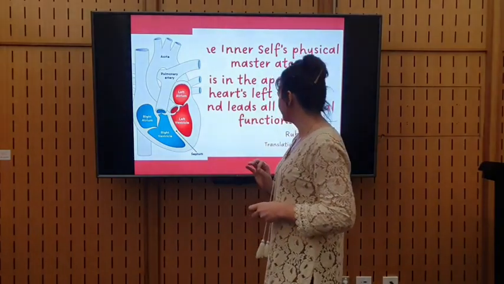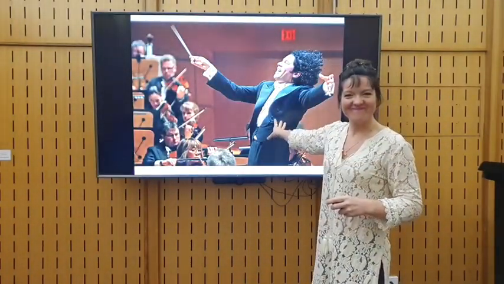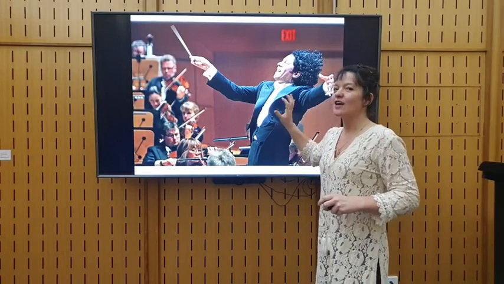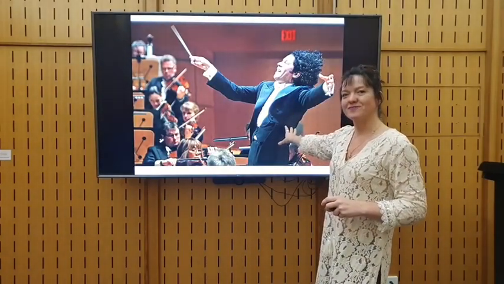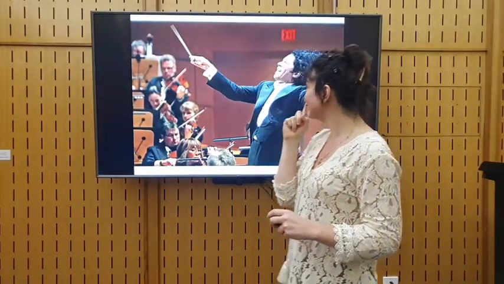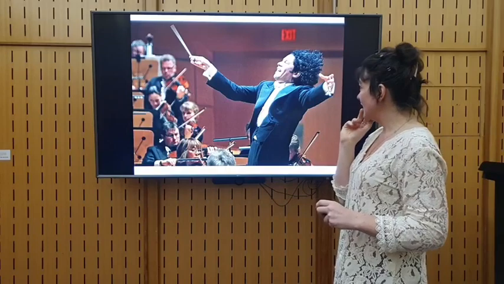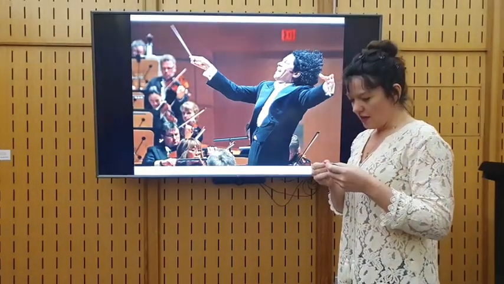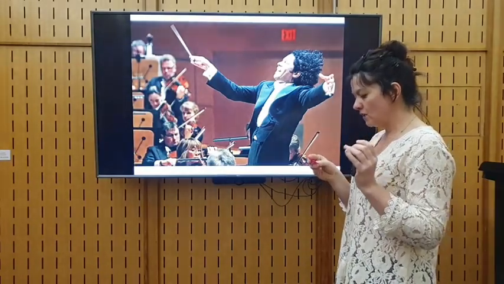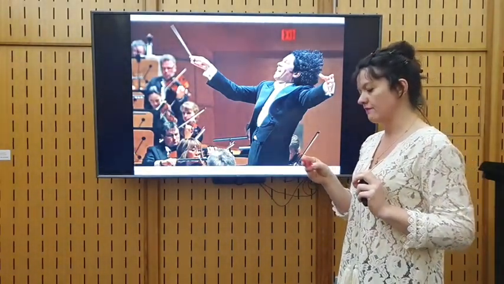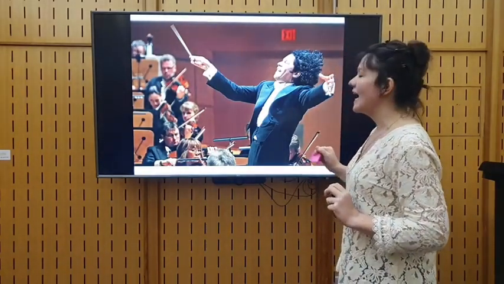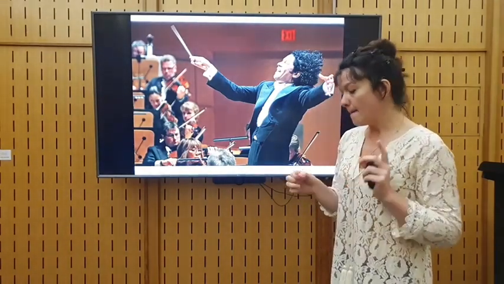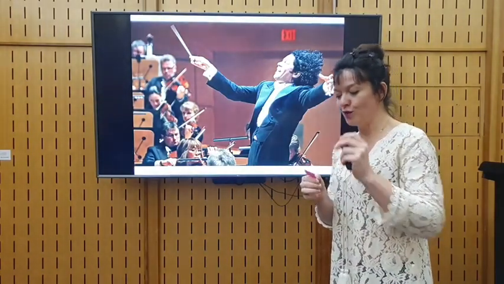But that tiny master atom is very important. Why? May I tell you? Because he is like him. Do you know him? He is Gustavo Dudamel. He's a Venezuelan conductor. And currently he is... One moment. I had my cheat sheet here. Gustavo Dudamel, he's the current music director of the Simón Bolívar Symphony Orchestra. And in 2026, in 3 years, he will be music director of the New York Philharmonic.